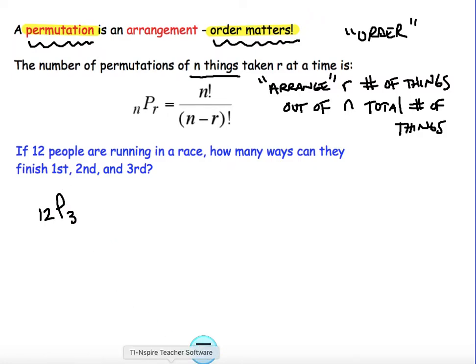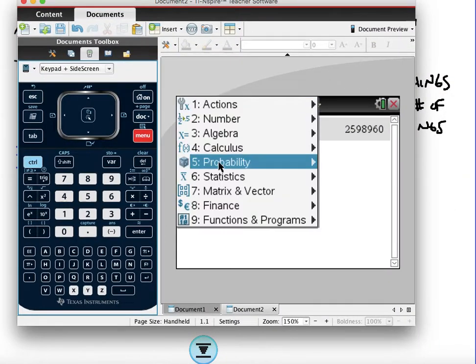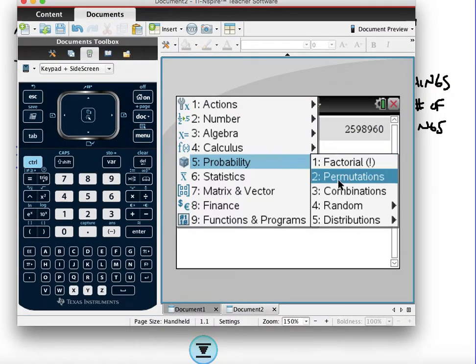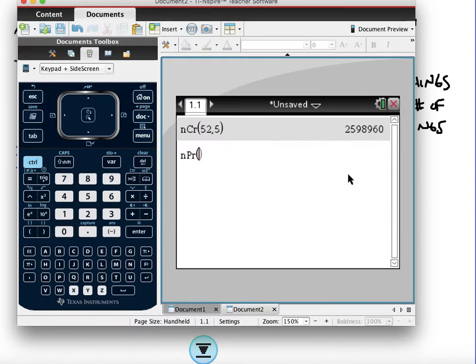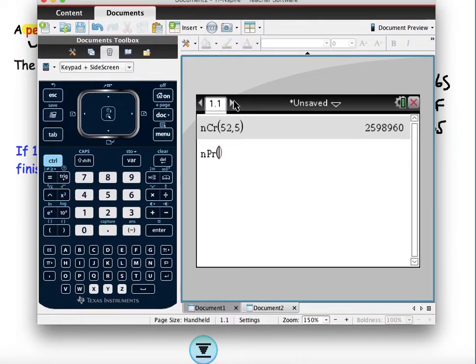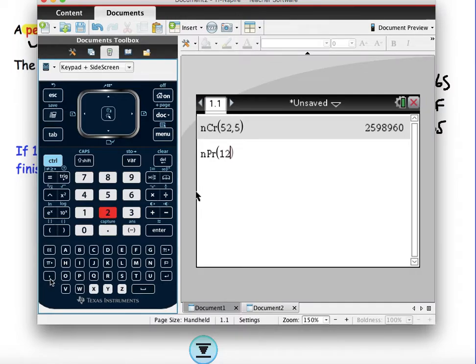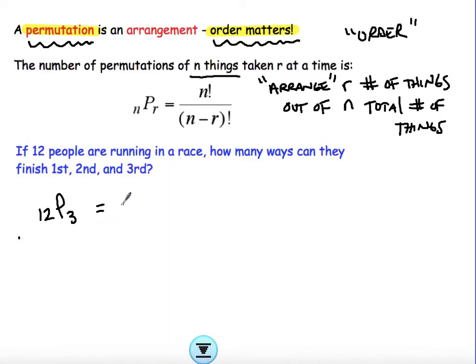Now, in your calculator, if you go Menu 5 for probability, do you see how number 2 is permutations? So you get nPr, and we are doing 12P3, so we're going to do 12, comma, 3, and you will get 1,320. So this was Menu 5, 2.